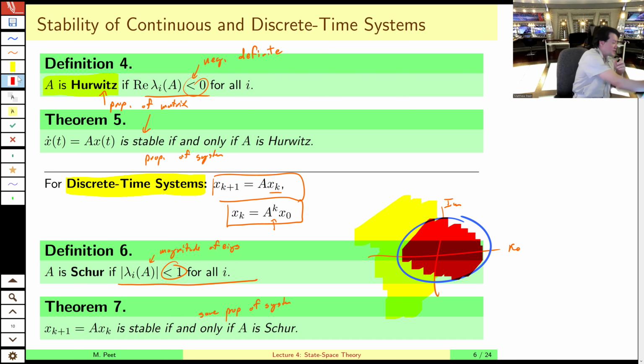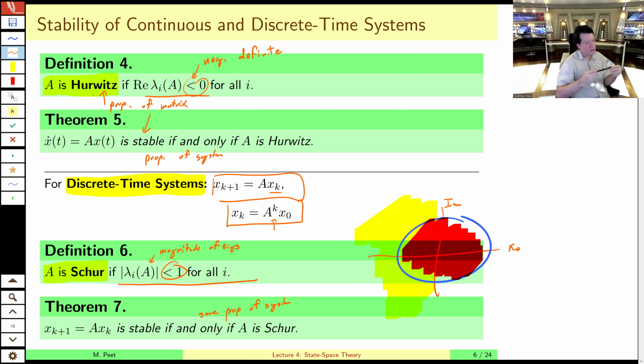So in discrete time, of course, we actually give it a name as well. It's called Schur. I don't know how Mr. Schur got his name attached to discrete time, or how Mr. Hurwitz got his name attached to continuous time, but apparently this matrix property gets named after people. So again, property of the matrix, property of the system. We've taken our first step here.